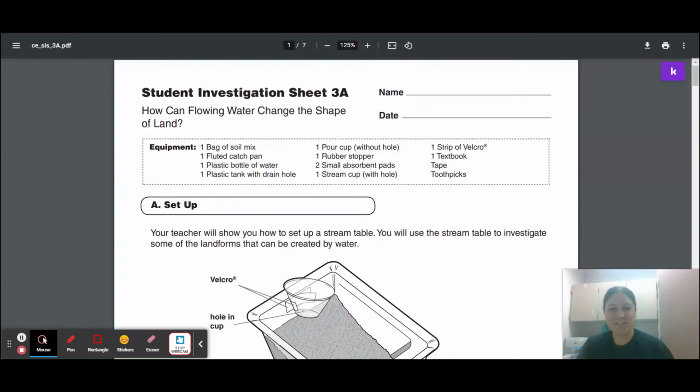Hello and welcome to Investigation 3A. Today we are answering the question, how can flowing water change the shape of the land?